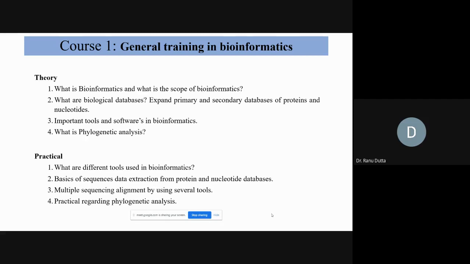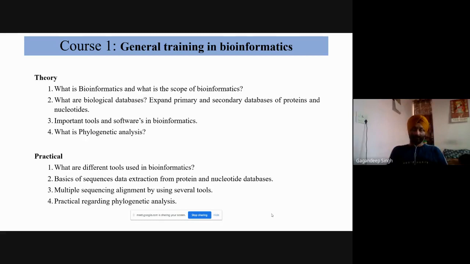Okay, maybe they can ask during the course also. So please go ahead. No problem. This is a mandatory course for all who are new in bioinformatics. Then it's up to each student.